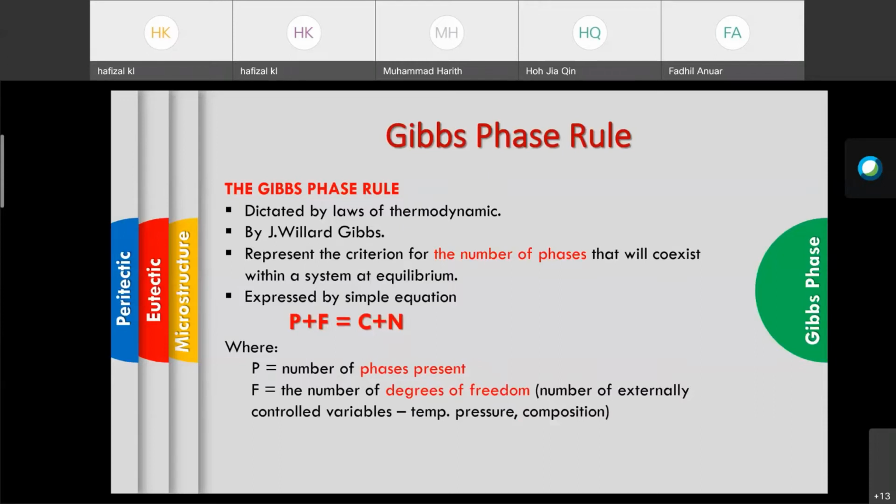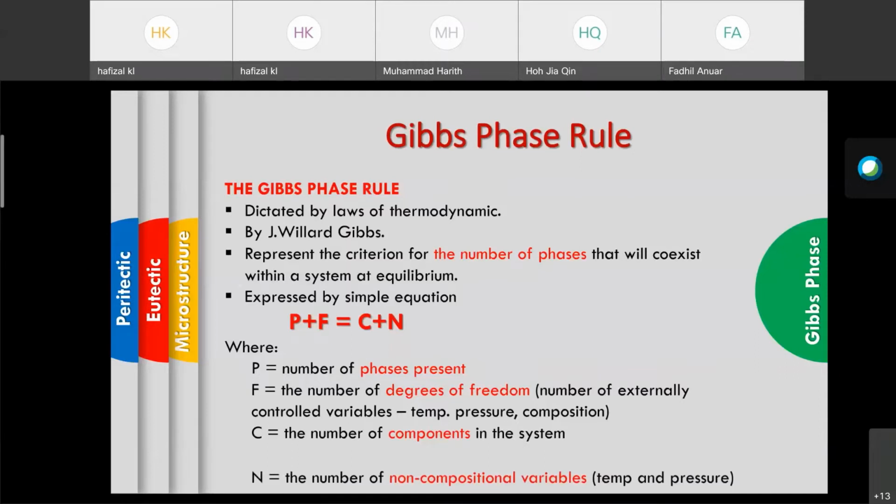Okay. So if the variable involved is temperature only, we put the number as 1. And then we have C. C indicates the component in the system. Basically, during the lecture, we will deal with the binary phase diagram only, whereby only two components are involved. In this case, for two components, the C value is 2.